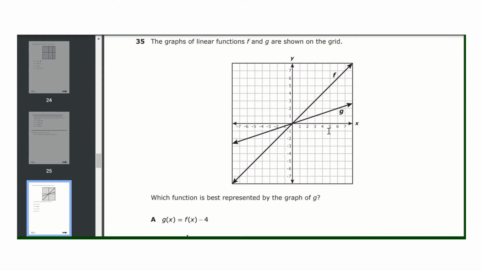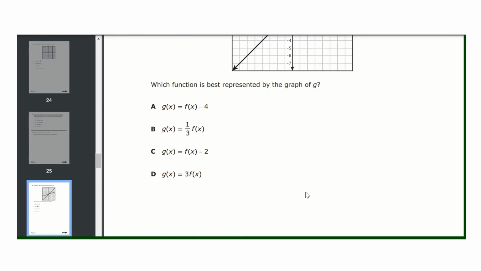35. The graphs of linear functions f and g are shown on the grid. Which function is best represented by the graph of g? A, g of x equals f of x minus 4. B, g of x equals 1/3 f of x. C, g of x is f of x minus 2. Or D, g of x equals 3 f of x.